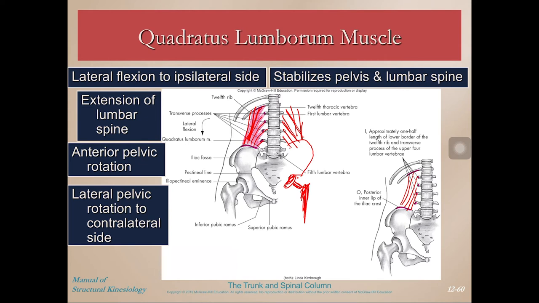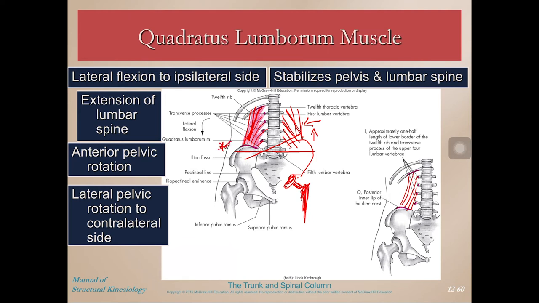But not only does it stabilize the pelvis and lumbar spine, it also laterally flexes to the ipsilateral side. Bilaterally, it extends the lumbar spine and does anterior pelvic rotation. And then it can also do lateral pelvic rotation to the contralateral side. So what I mean by that is, let's say that these fibers on this left side, because this is an anterior view, let's say that they contract. And what that's going to do is hike this hip up even higher. And so the line of the hips is going to go from here to here. Okay, and that's lateral pelvic rotation to this side.